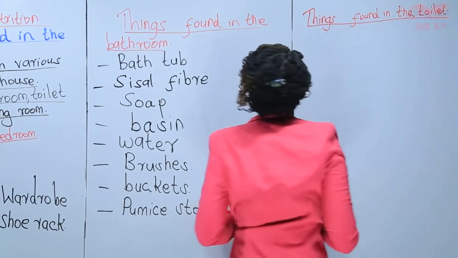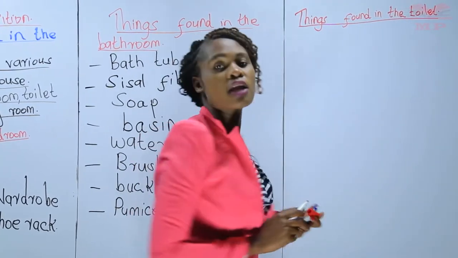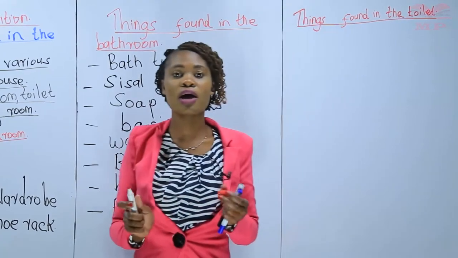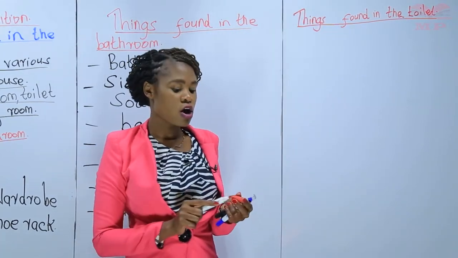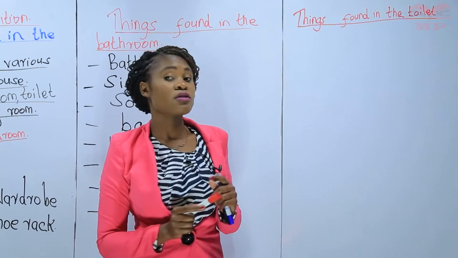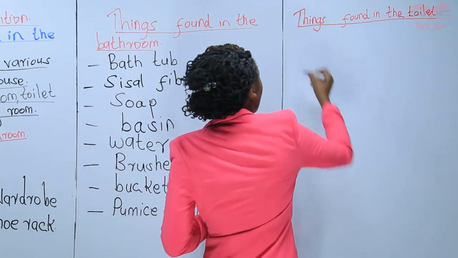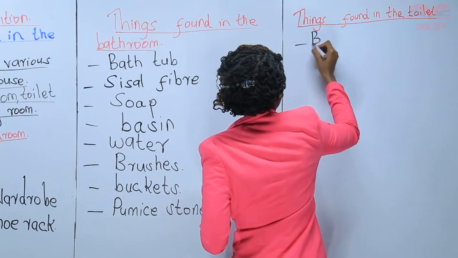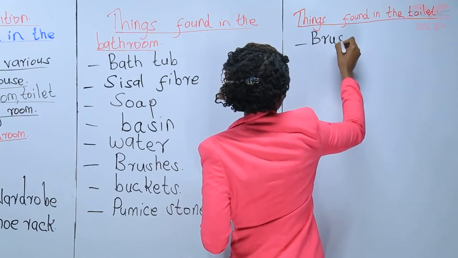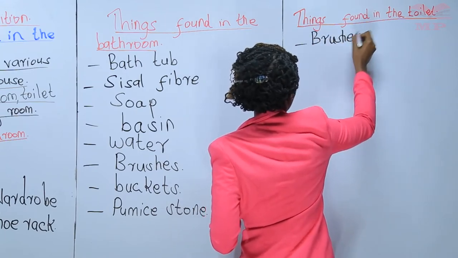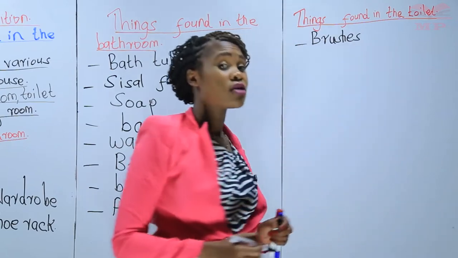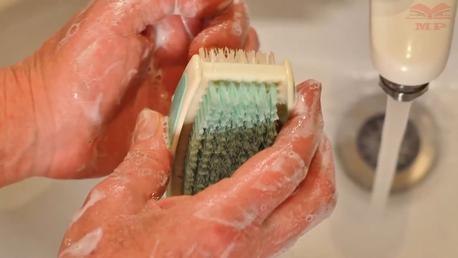Things found in the toilet. Earlier I said that a toilet is a place where we go to help ourselves, either short call or long call. What are some of the things that are found in the toilet? We have brushes. The brushes that are found in the toilet are used to wash the toilet.